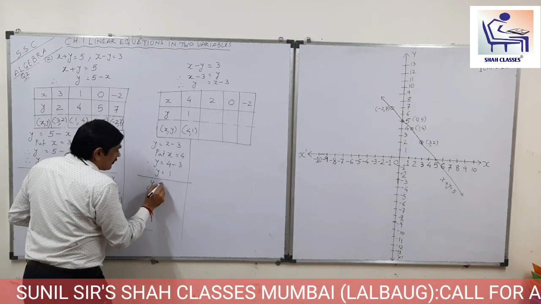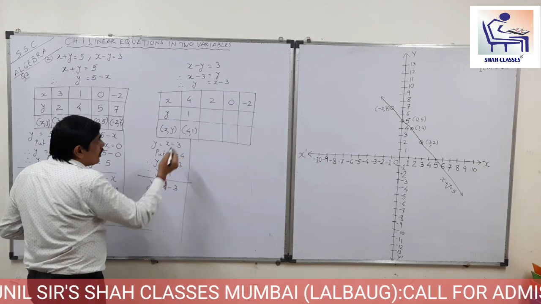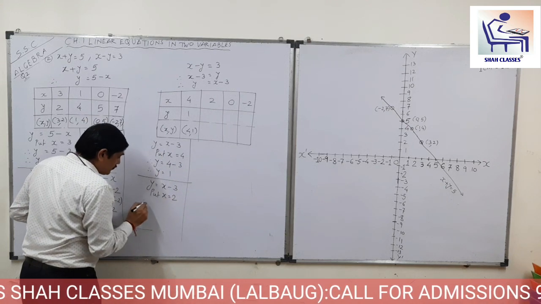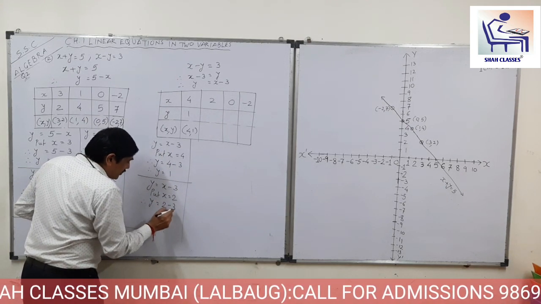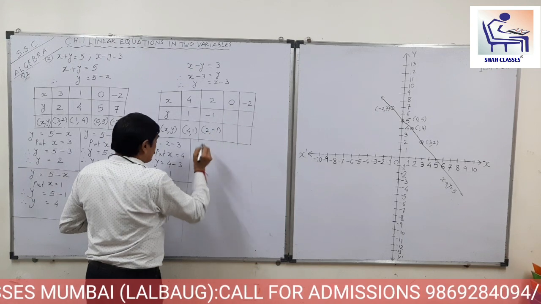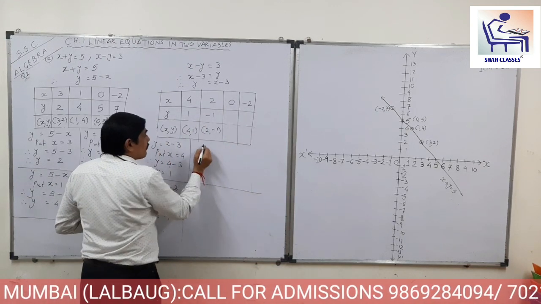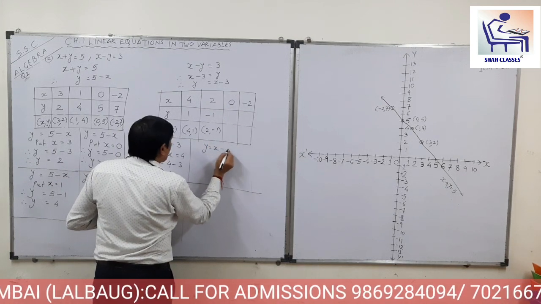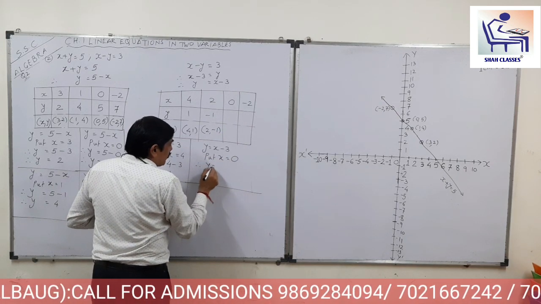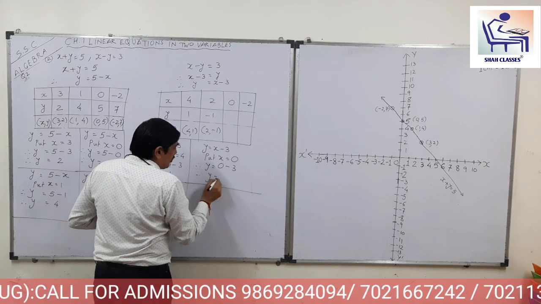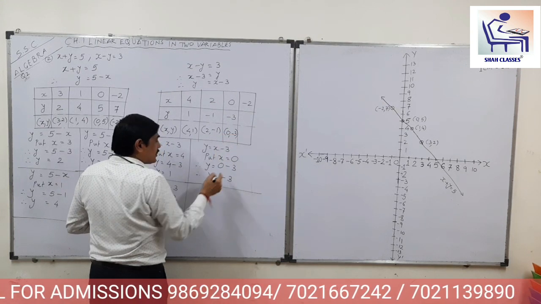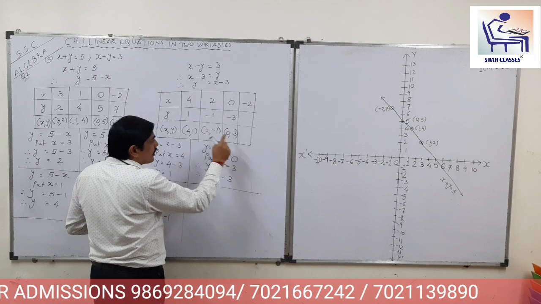Now the second, y is equal to x minus 3. Now we have to put the value of x as 2. So put this x is equal to 2. Y is equal to 2 minus 3. Y is equal to minus 1. Go ahead with the third value. Y is equal to x minus 3. Put x is equal to 0. Y is equal to 0 minus 3. Y is equal to minus 3. We got the third value as 0 and minus 3. This is your x coordinate, this is the y coordinate.